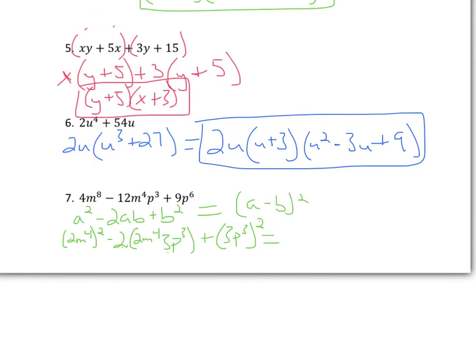So the answer here is going to be our a, which is 2m to the fourth, minus b, which is 3p cubed, quantity squared. That's supposed to be to the fourth.